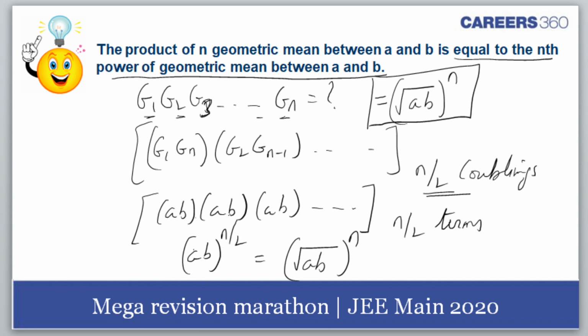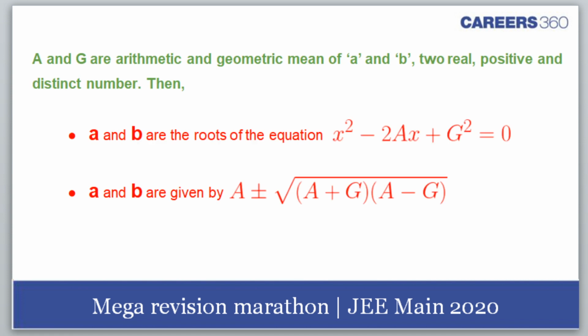Let's see one or two questions here. By the way, if A and G are the arithmetic mean and geometric mean of two real positive distinct numbers A and B, we have certain relations. Then A and B are the roots of the equation x square minus 2Ax plus G square, and A and B are given by A plus minus under root A plus G under root A minus G. That's a reduced question. In fact, there's a question in itself and it has been reduced into a result.